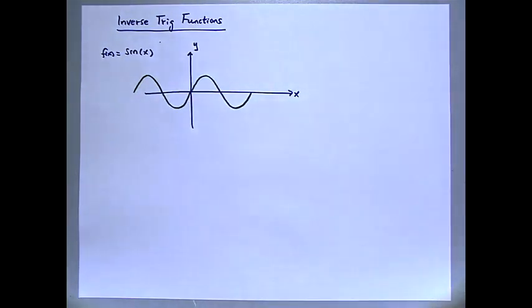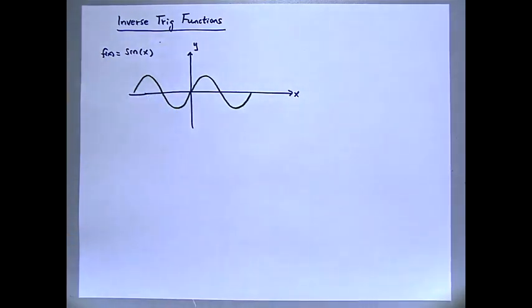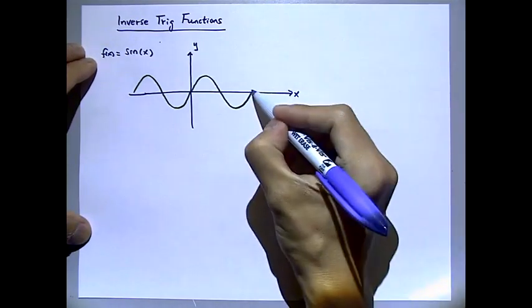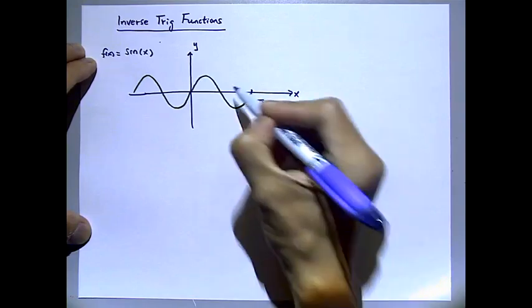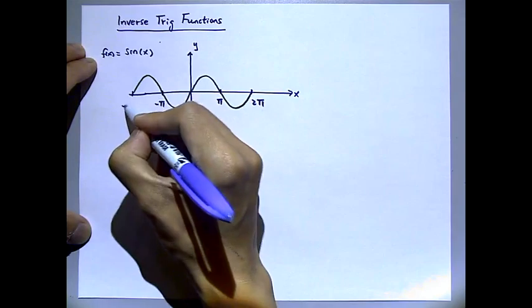Wow, that's a beautiful sine, isn't it? Look at that. That is nice. Okay. The period is 2 pi, we know that, right? So 2 pi, minus pi, minus 2 pi.